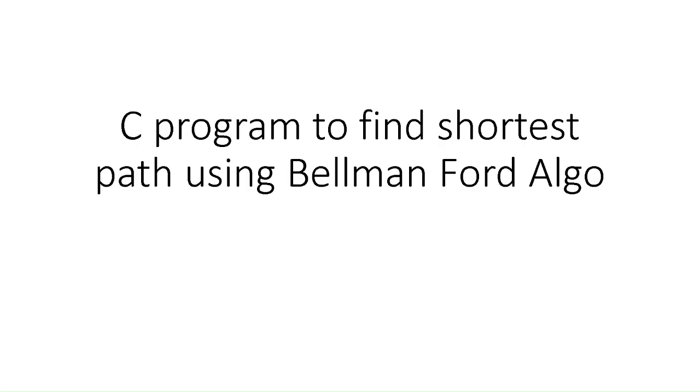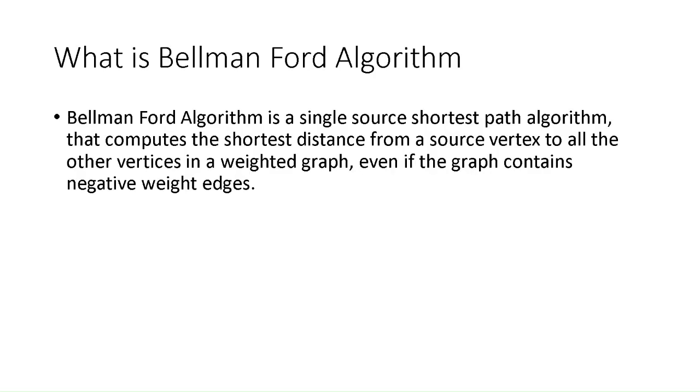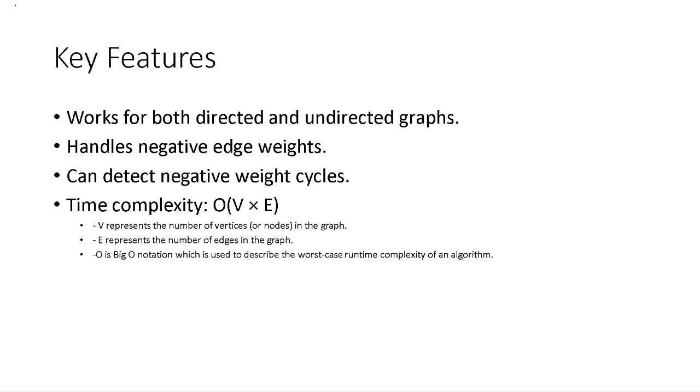Today I would like to tell about a C program to find the shortest path using Bellman Ford algorithm. Before going to the C program, let's talk about what exactly is Bellman Ford algorithm. Bellman Ford algorithm is a single source shortest path algorithm that computes the shortest distance from a source vertex to all the other vertices in a weighted graph, even if the graph contains negative weight edges.